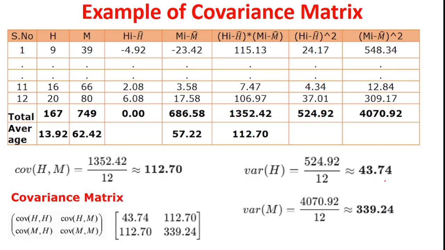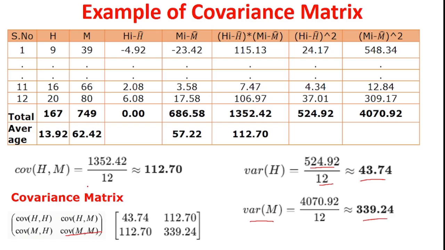So how to calculate the covariance matrix? The covariance matrix of H, that is the variance of H, is equal to the sum, the total of Hi minus H hat the whole square, which is 524.92, divided by the total number of data points, in this case 12. So the variance of H is 43.74. In the same way, this is the variance of M. Here you will get 4070.92 divided by 12, so it is approximately equal to 339.24.